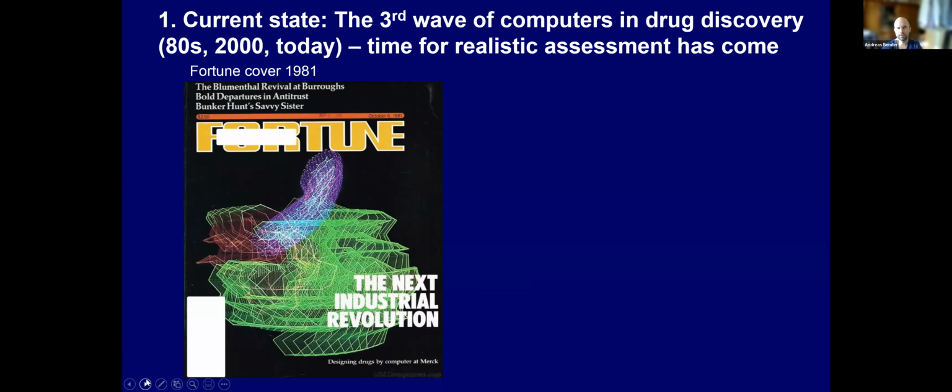Then there was one wave around 2000. That was also the year when the human genome sequence in the draft version was published. That was also the year, of course, of the biotech bubble. Bioinformatics became a household name.